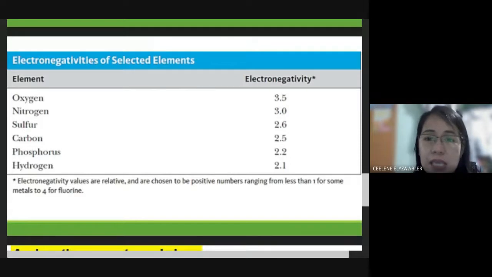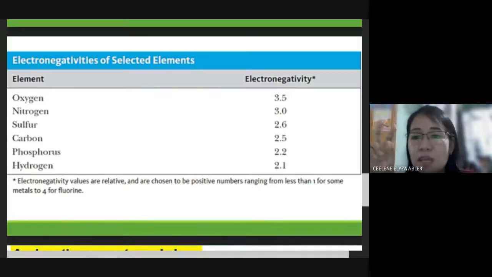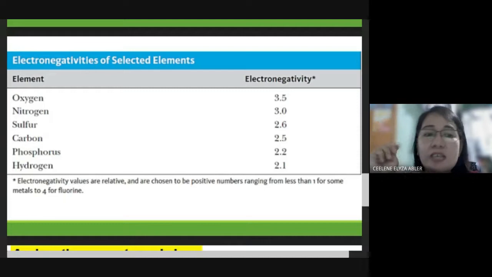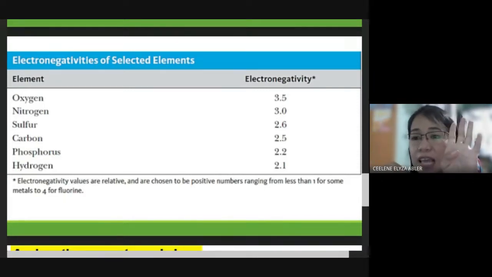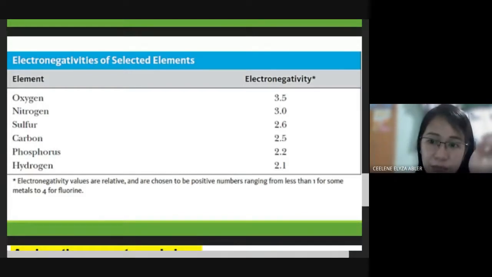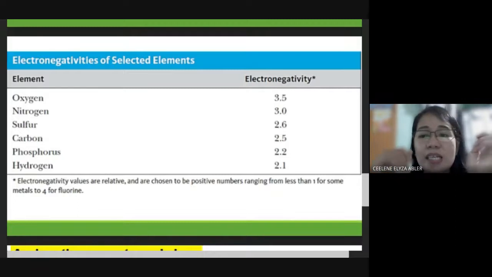It's also the same with your carbon. Si carbon class, because its electronegativity value is 2.5, it's also more likely to ask for electrons. But si hydrogen naman class, nasa middle kasi siya, nasa 2.1. Remember, 4 ang highest natin. So, dahil sa middle siya, si hydrogen can be positive or can be negative. Pwede siya maging ganyan.